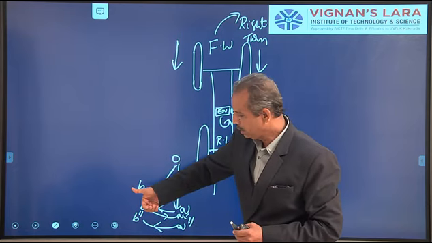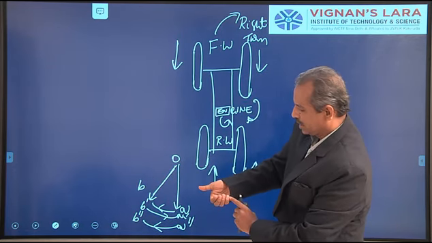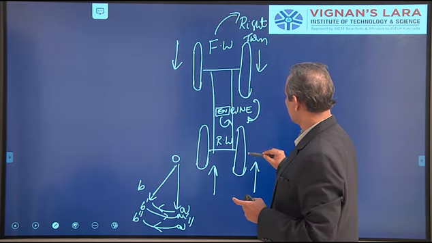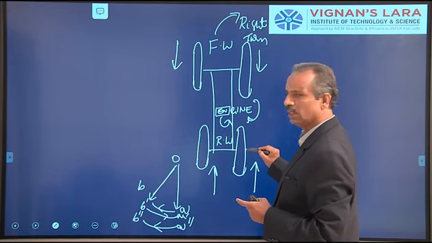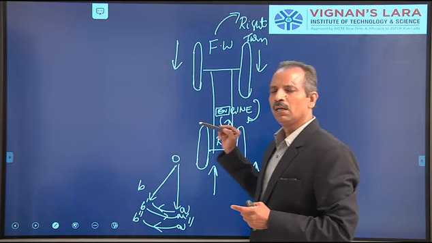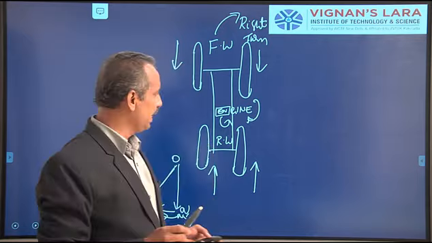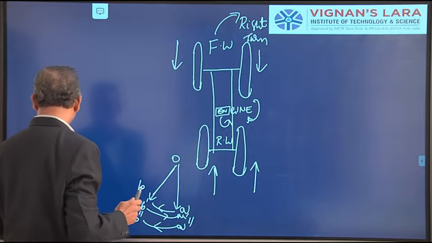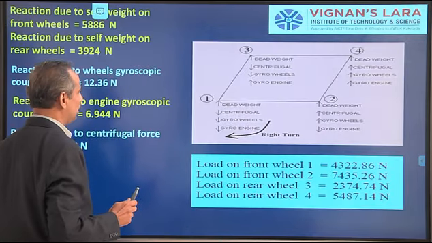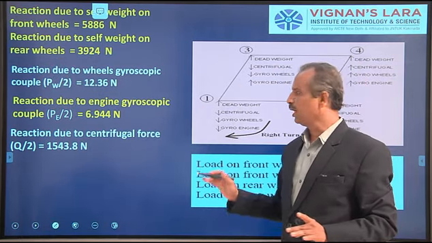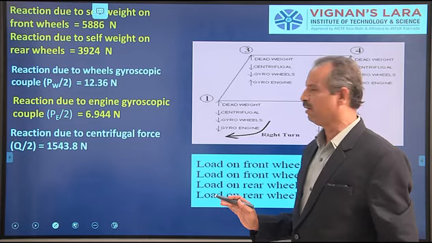In this direction. This couple, which looking from here is the clockwise couple, causes lifting of the rear wheels and pressing down of the front wheels. That is why I have shown downward here. So the entire thing, the total analysis, I have shown here. Whatever I have explained, I have diagrammatically represented everything.